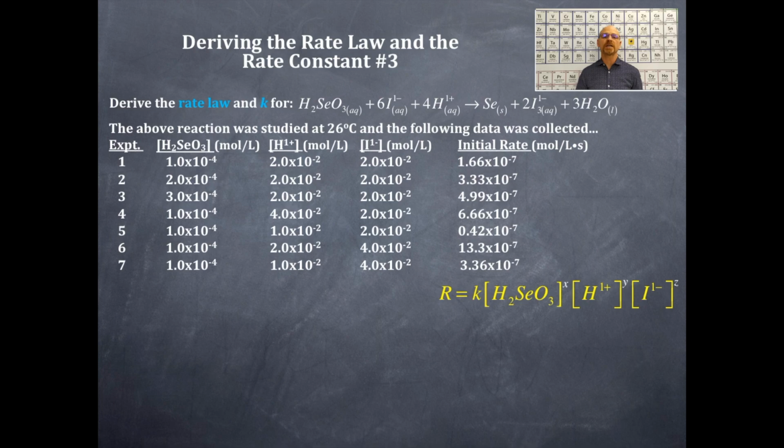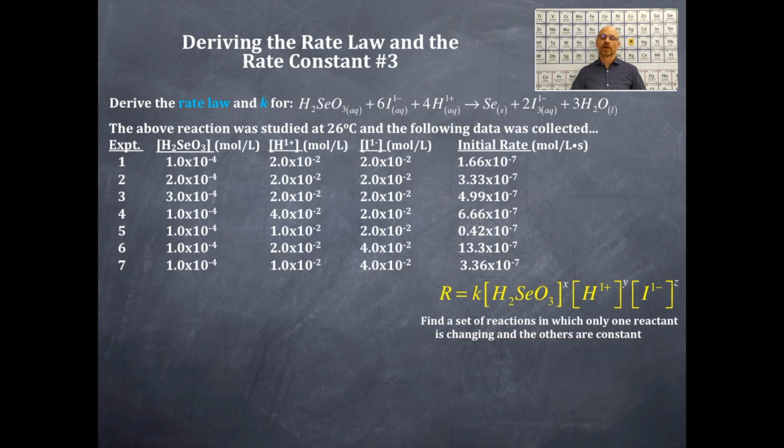So I've changed the order from what you see there on the screen. But I am going to be solving for X, Y, and Z. I do know that X, Y, and Z are not necessarily the stoichiometric coefficients for the reaction. Therefore, I cannot put a 6 for the order with regards to iodide, and I cannot put a 4 with regards to the order for the hydrogen ion concentration. So that's something to note.